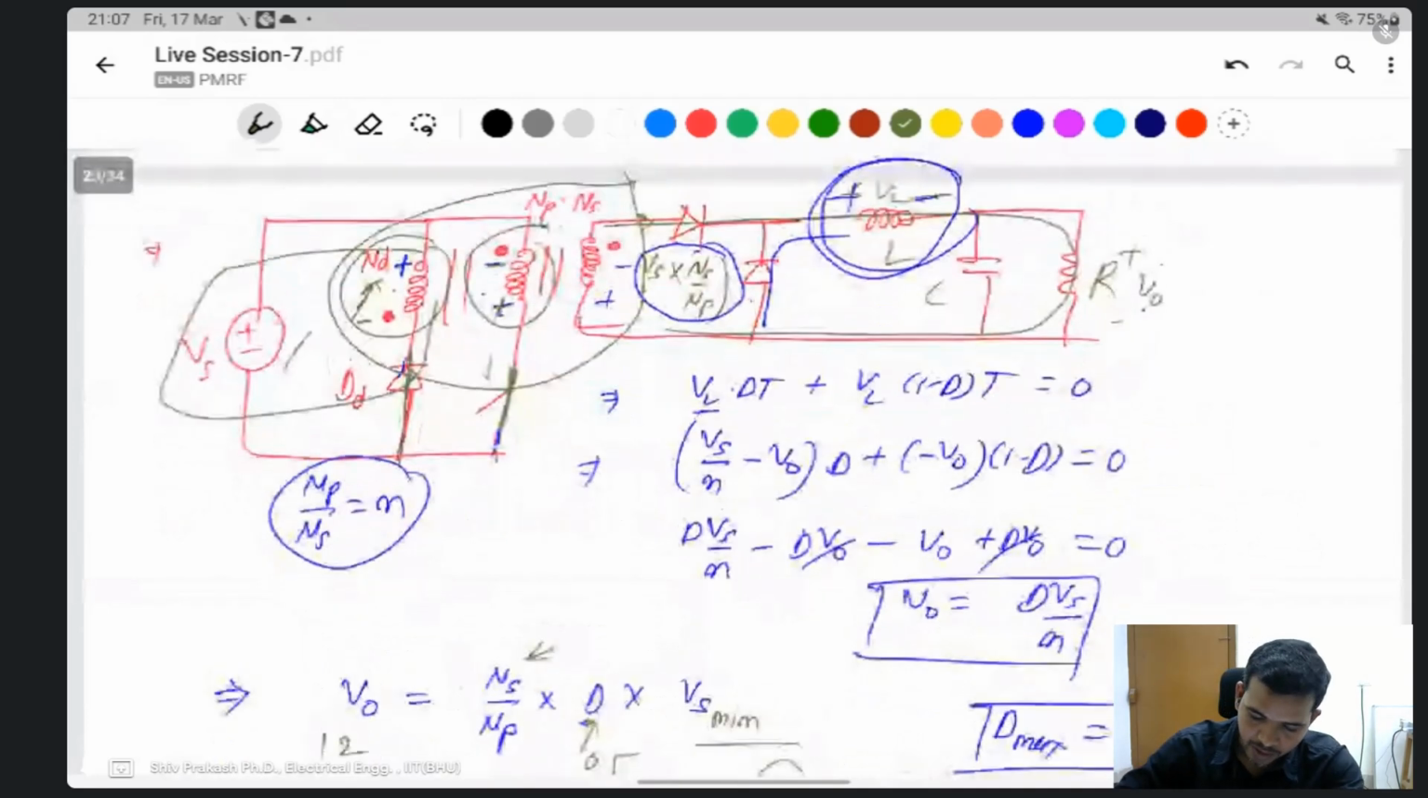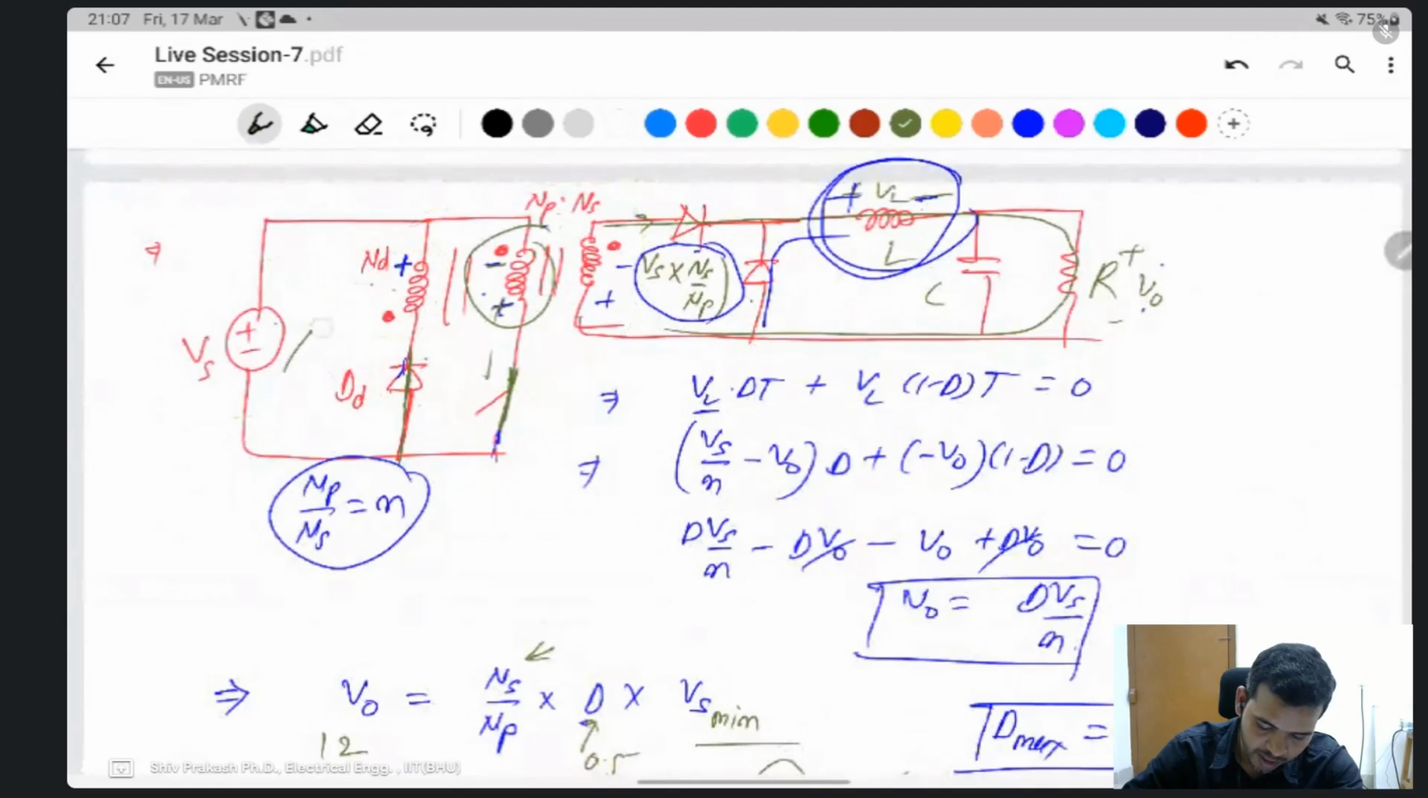Second question is, what will be the voltage stress on the switch? When the switch is off, at the time of switching, this one voltage is negative, this one positive. Then the same voltage appears here also, negative here, positive here. You can take this one as VQ, the switch voltage.